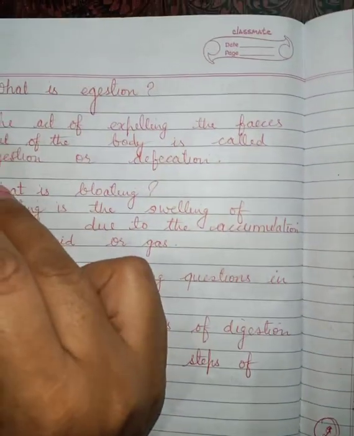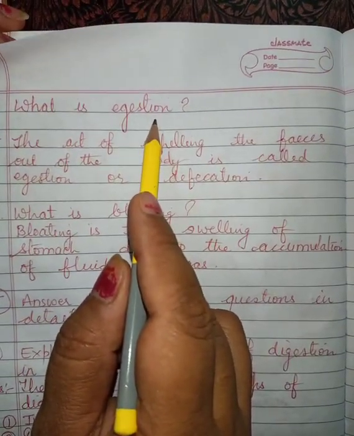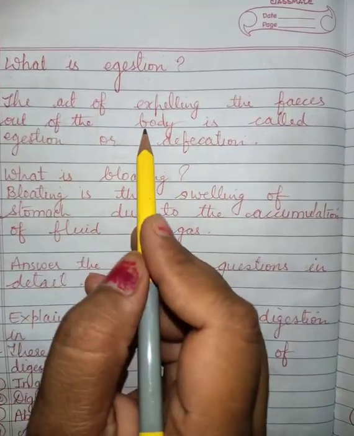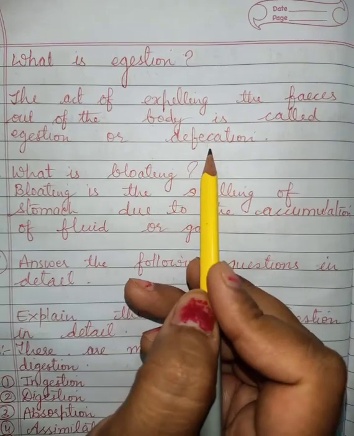Question number 9. What is defecation? The act of expelling the feces out of the body is called defecation.